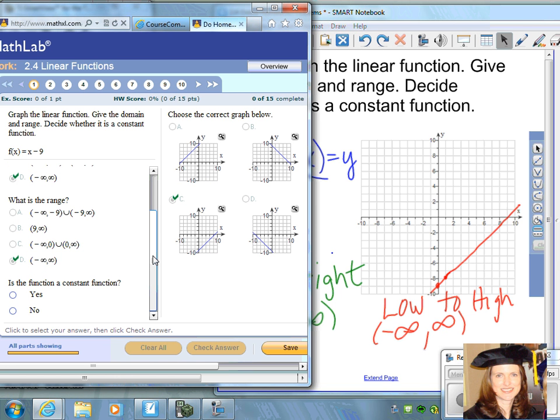And then the last part of this question is asked, is the function a constant function? A constant function does not go up or down. It stays at the same height. This is not a constant function because the graph is increasing. So the answer to this question is no. The only way you can have a constant function is if the graph looks like a flat line, has the same y value no matter what the x value is.